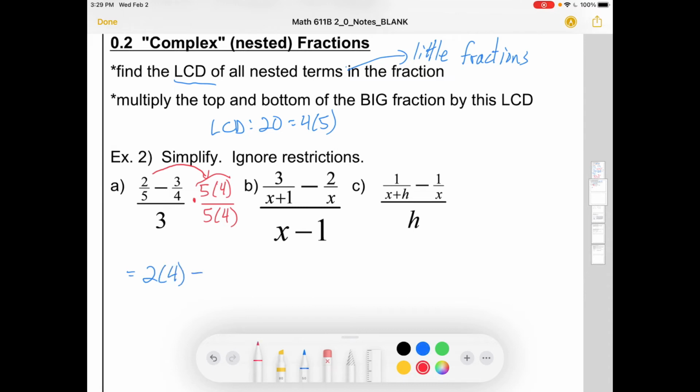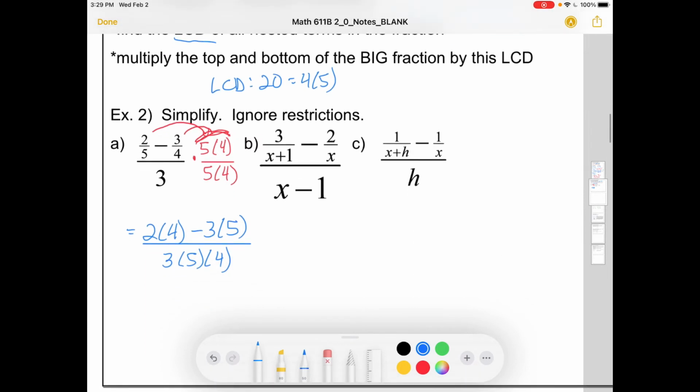Minus, let's imagine if I do this piece of multiplication, the 4s will divide out, and I'll be left with negative 3 times 5. And on the bottom, I'll have 3 times 5 times 4. Now, obviously, I could work these out. One of the nice things about this technique is it gets us out of nested fraction land really fast. Because often we get confused by having fractions within fractions, but it's going to happen to us in this course. And then I'd have 8 minus 15 over 60, or negative 7 over 60, with a little less pain, I think.